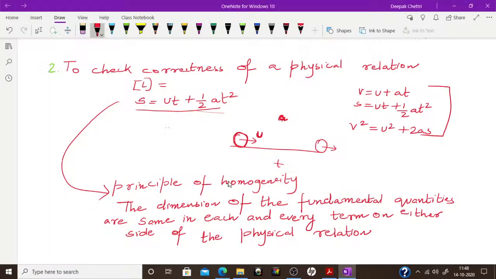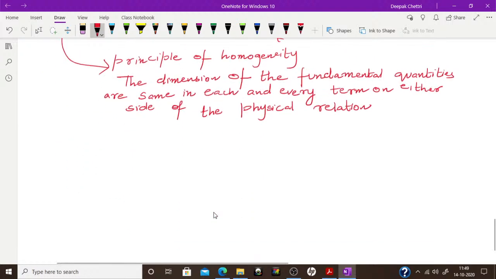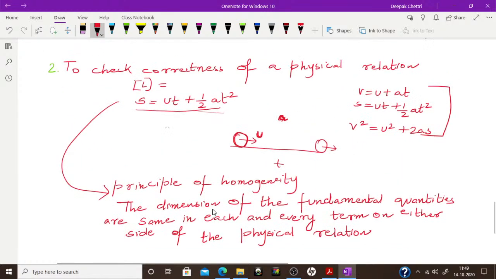Okay, so I think it's clear, right? That is the principle of homogeneity. It says that the dimension of the fundamental quantities should be the same in each and every term of the physical relation. Using this, we can check whether the formula given to us is correct or not. Suppose you did not know whether this formula is correct or not. How can we do it?